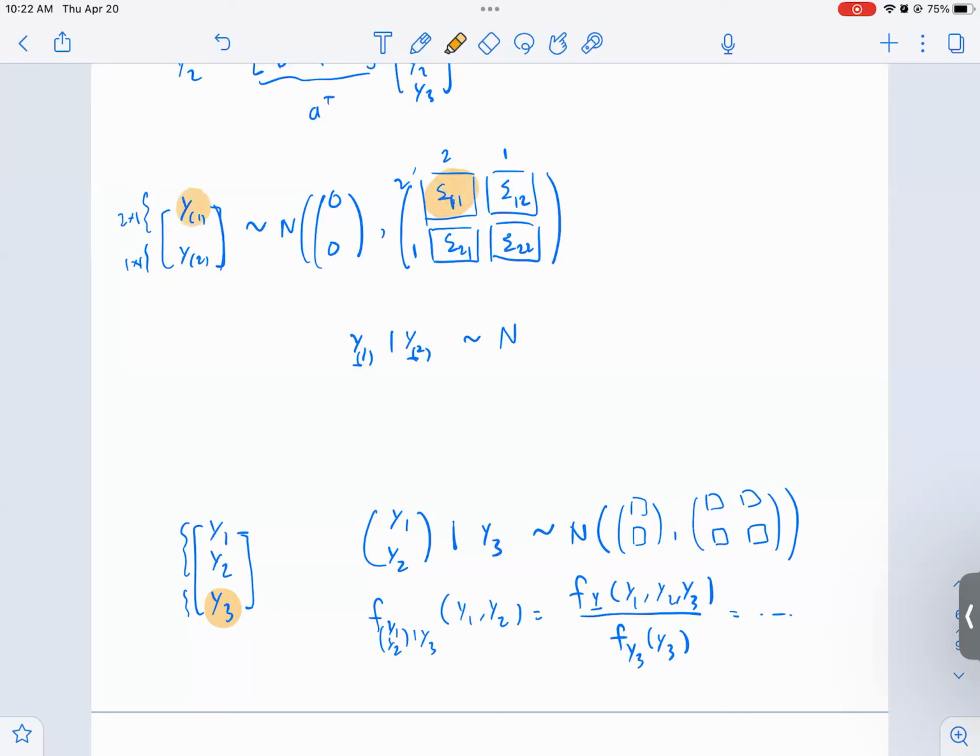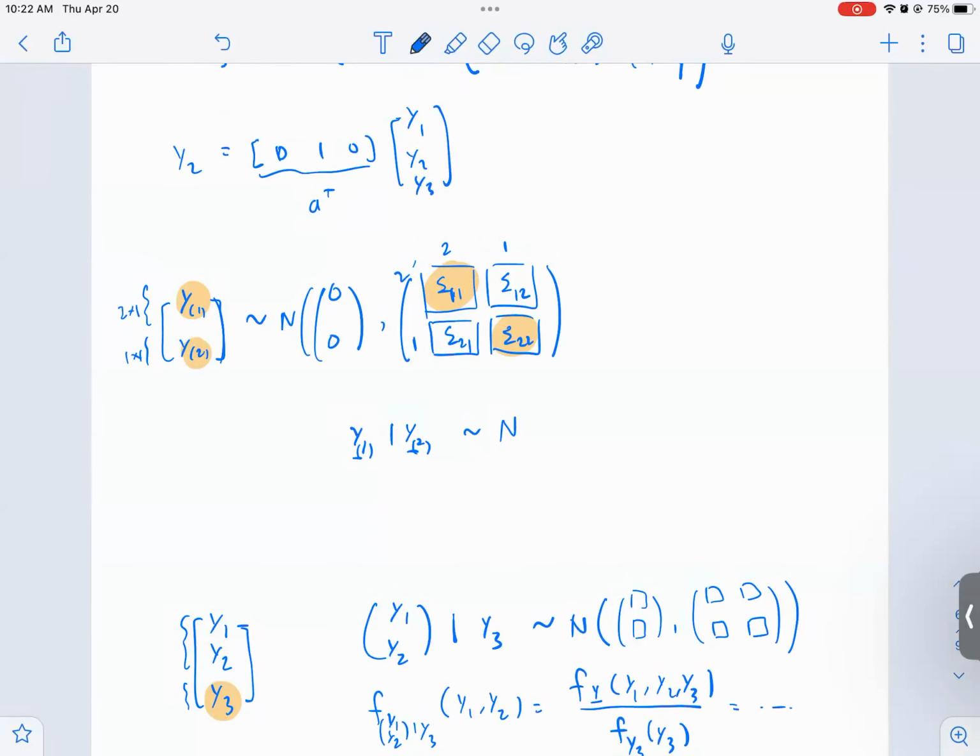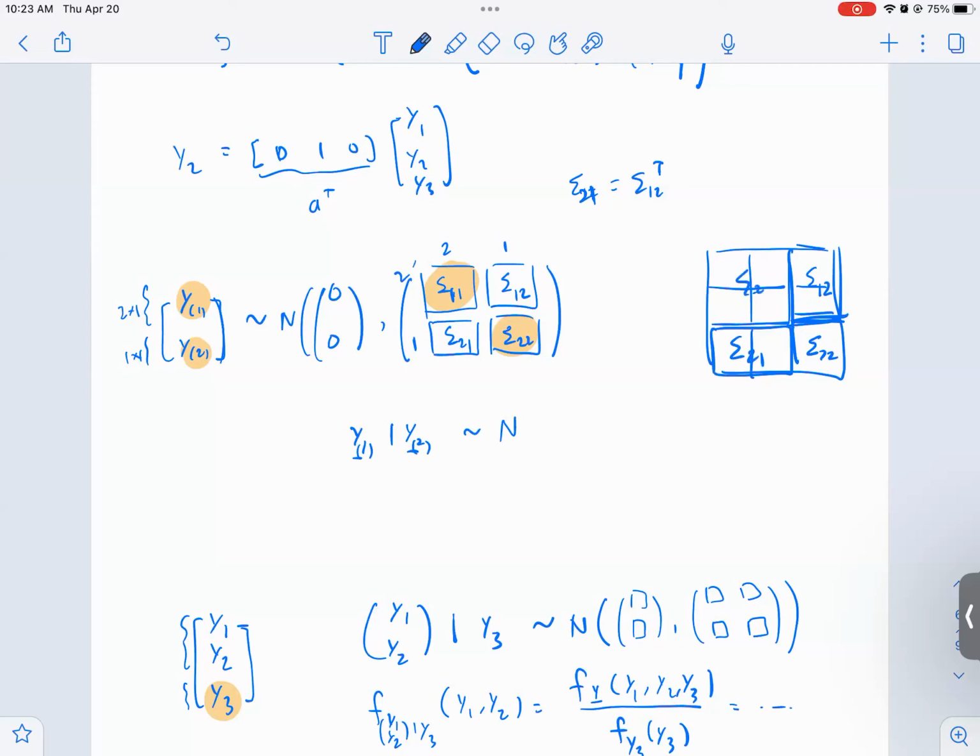This would be square, the same dimensions as this. This would be the cross covariance. The other two, sigma 1,2 and sigma 2,1, are transposes of each other. So in this particular case, it would look like a two-dimensional part and something like this. This would be sigma 2,2, this would be sigma 1,2, this would be sigma 2,1, and this would be sigma 2,2 in the case that I have here.